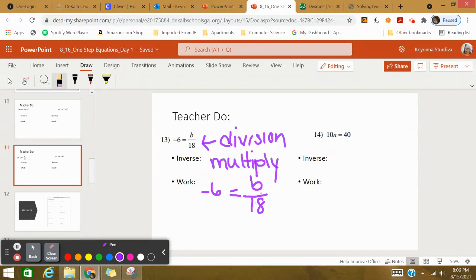So again, I know that I have division. I know my inverse operation is multiplication. So I'm going to multiply by 18 on both sides. Again, please make sure that you copy this down in your notes. So now I know that top to bottom my fractions cancel. Remember, any fraction can be anything written over 1. So 18 over 1. So I'll just get b times 1. And then 18 top bottom cancel. Now I'm multiplying 18 times a -6.